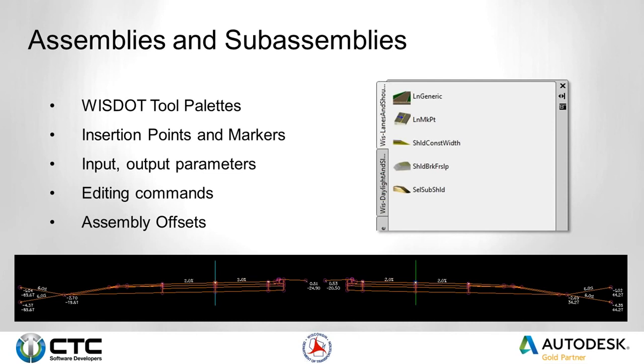Assemblies and subassemblies. We will use a few subassemblies off of the WisDOT tool palettes. So that's something we discussed a bit in our previous webinars and workshops, setting that up and getting those installed in Civil 3D. We'll talk about insertion points or marker points on these subassemblies, so some basic subassembly behavior. We'll look at input and touch on output parameters. So input parameters are things like width of a lane or slope of a gutter and a curb. We'll look at some editing commands like moving and copying of subassemblies. And time permitting, we'll touch on assembly offsets, which can be used in a number of cases. One example is perhaps a divided roadway with two separate alignments and profiles. Simple screenshot below of a sample like that.